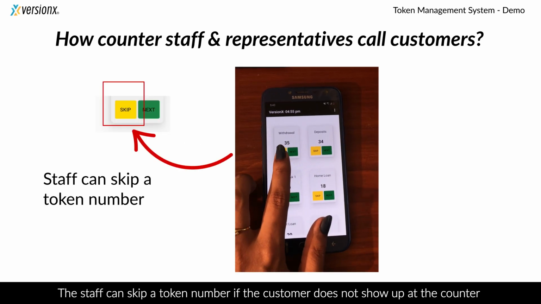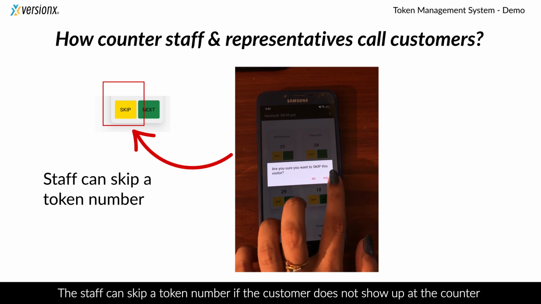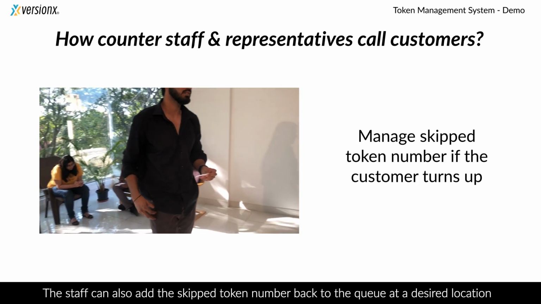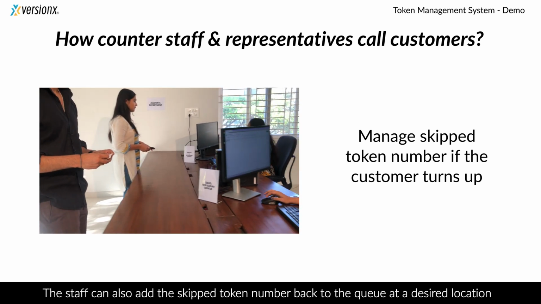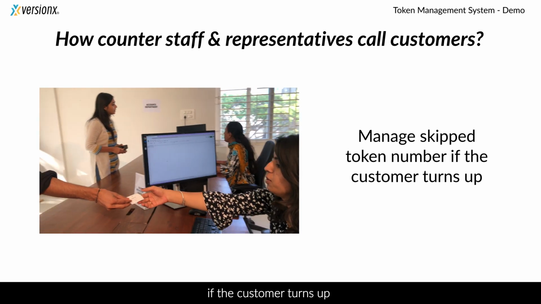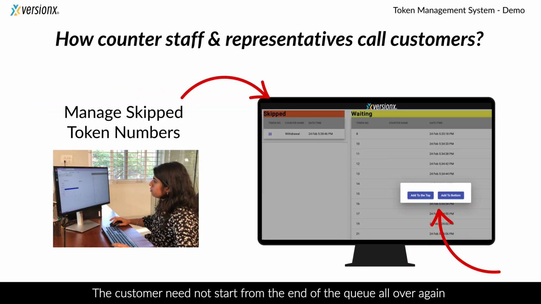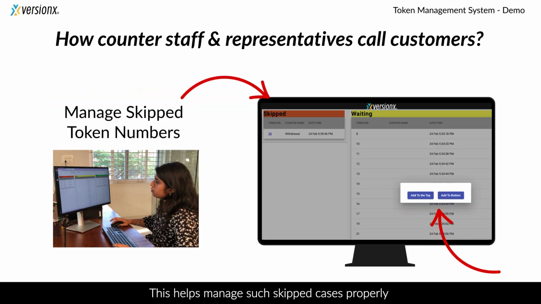The staff can skip a token number if the customer does not show up at the counter. The staff can also add the skip token number back to the queue at a desired location if the customer turns up. The customer need not start from the end of the queue all over again. This helps manage such skipped cases properly, with the business having full control over the process.